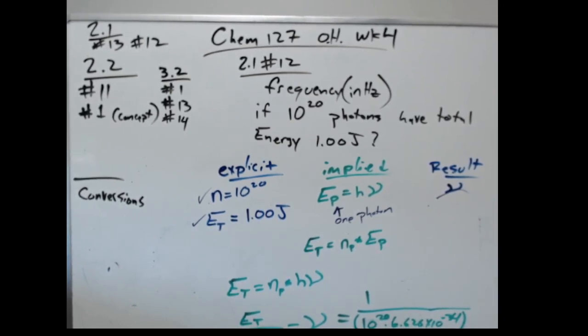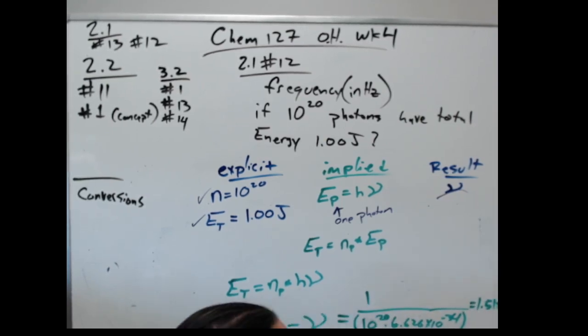Now, why am I saying it's going to work out great? I think we're going to get a frequency on the order of 10 to the 14. I'm going to do 1 times 10 to the power of 20 times 6.626 times 10 to the negative 34, inverse. What did you get? I got 1.51 times 10 to the power of 13. Perfect, so did I.